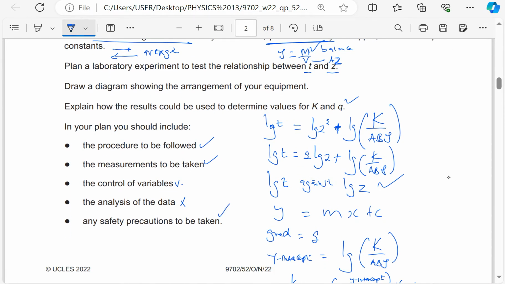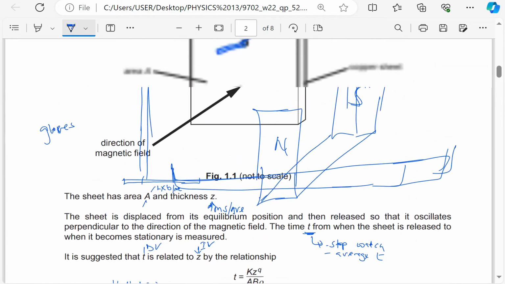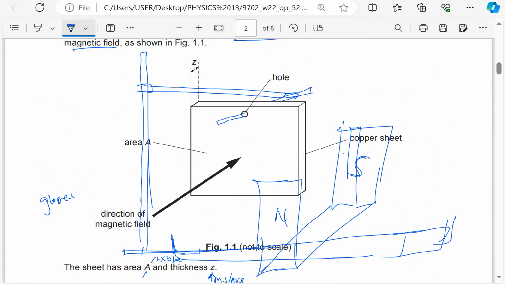Safety precautions: since it is a metal sheet, we are prone to cuts. So to avoid cuts, I will use gloves to protect my hands from the edges. And I've also added a sand tray at the bottom, so that in case the metal sheet falls off, it just falls into the sand tray. That is for safety.